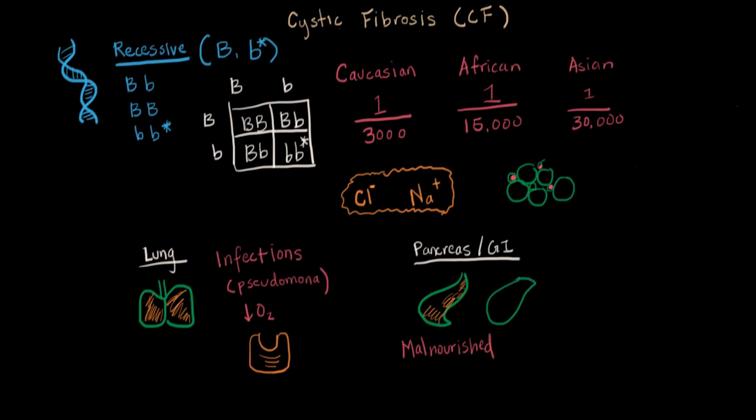In a similar way, the liver, which is on the opposite side of the stomach as the pancreas, secretes bile. All this mucus, again, in the ducts, and the bile can't get out. And bile helps us emulsify the fats that we eat and digest it.